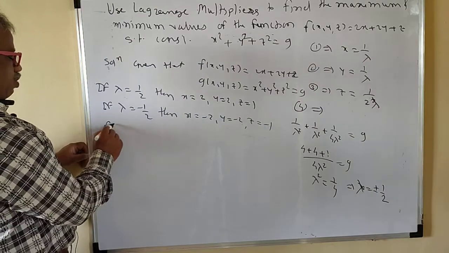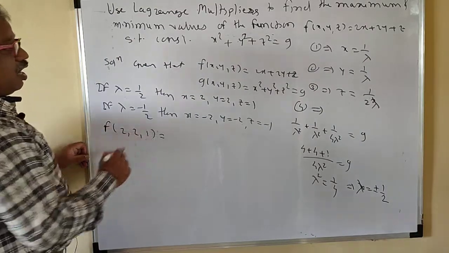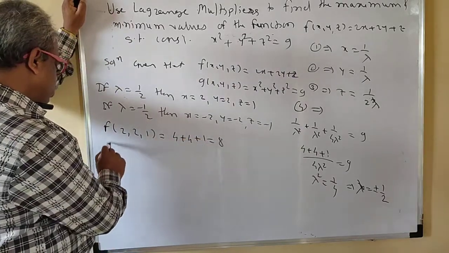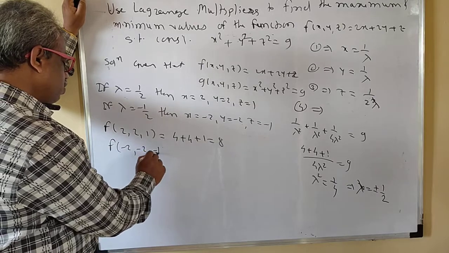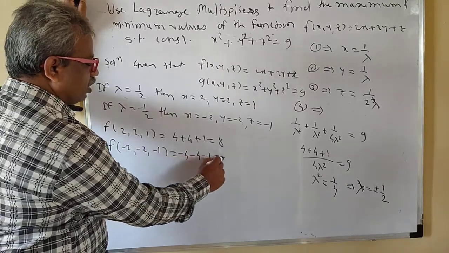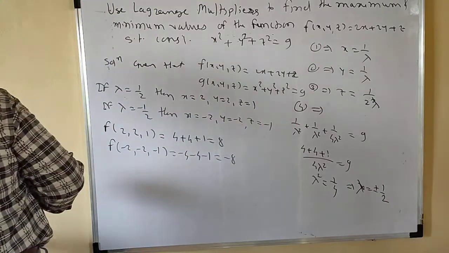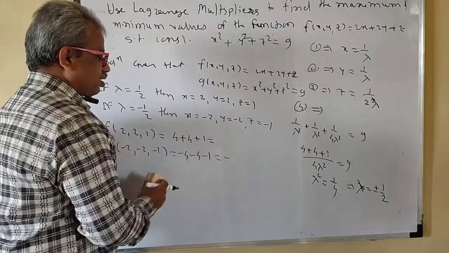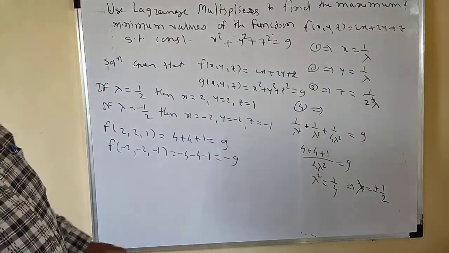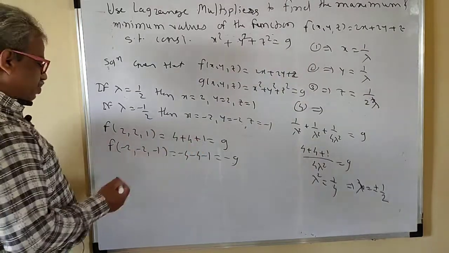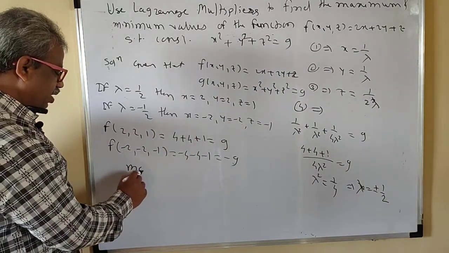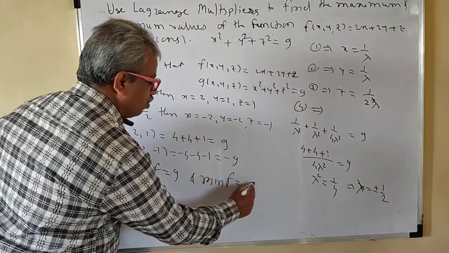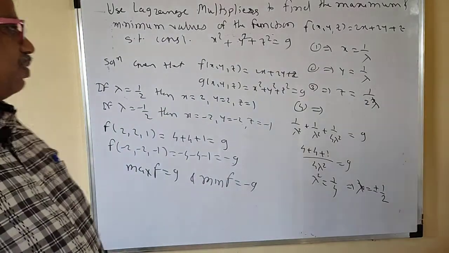Now we will find the value of f at (2, 2, 1). f of (2, 2, 1) is 4 plus 4 plus 1, which is 9. Now f of (-2, -2, -1) is minus 4 minus 4 minus 1, which is minus 9. So therefore, which one is maximum? Maximum is plus 9 and minimum is minus 9. So the maximum value of f is equal to 9 and the minimum value of f is equal to minus 9. So very simple problem.